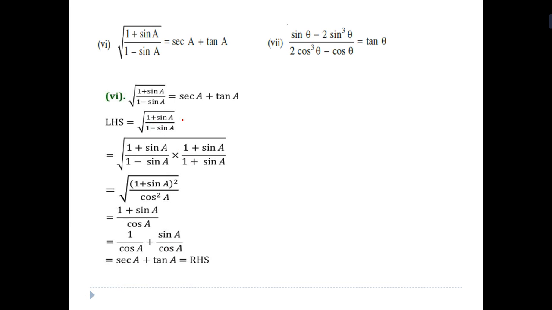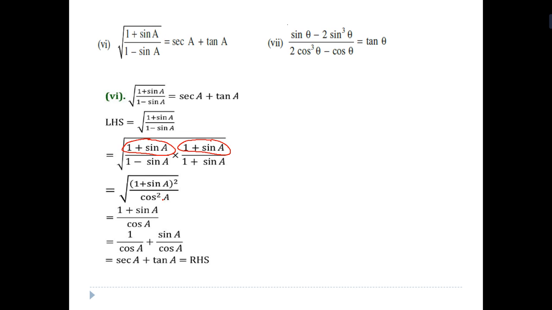So under root (1 plus sin A) upon (1 minus sin A), we have to rationalize this, that is multiply by 1 plus sin A. Again, rationalize means to remove the denominator. So now in the numerator we get (1 plus sin A) whole squared, and in the denominator (1 minus sin A)(1 plus sin A).